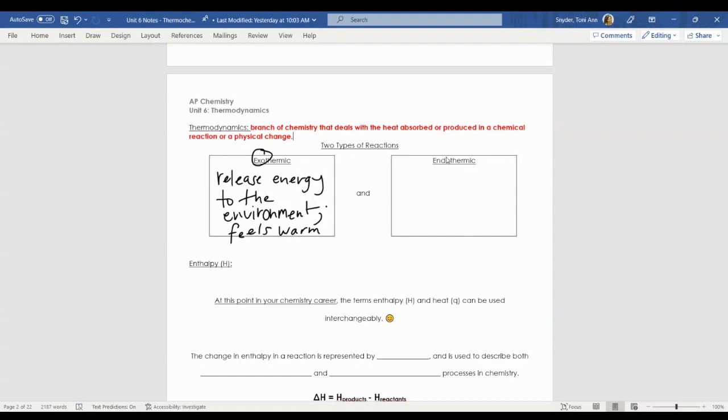Whereas endothermic is the opposite. This is when we have a reaction that absorbs energy from the environment. And when energy is absorbed from the environment, it's taking energy from the surrounding atmosphere, usually the air, and bringing it into itself. Now, if you put your hand on something that's absorbing energy, it's going to tend to feel very cool. So this will feel cool or cold, doesn't matter.